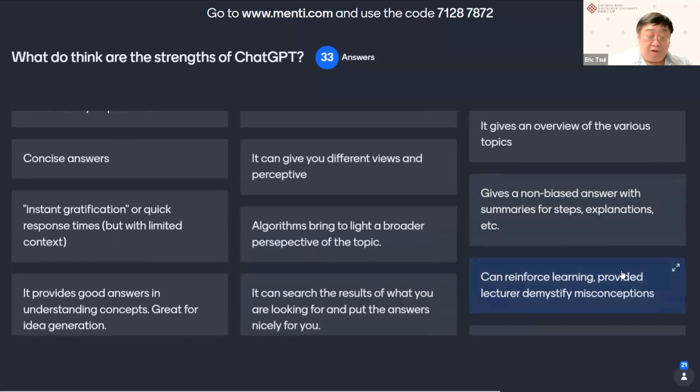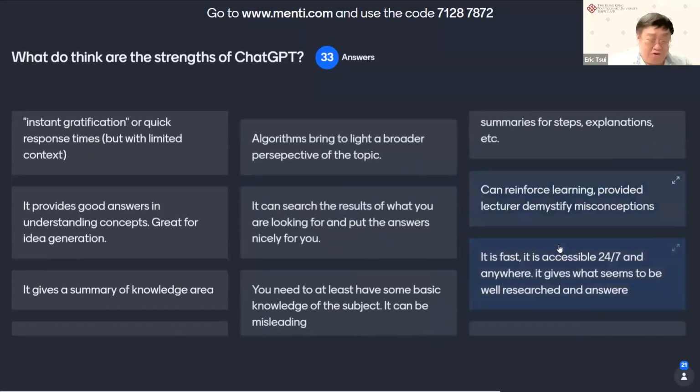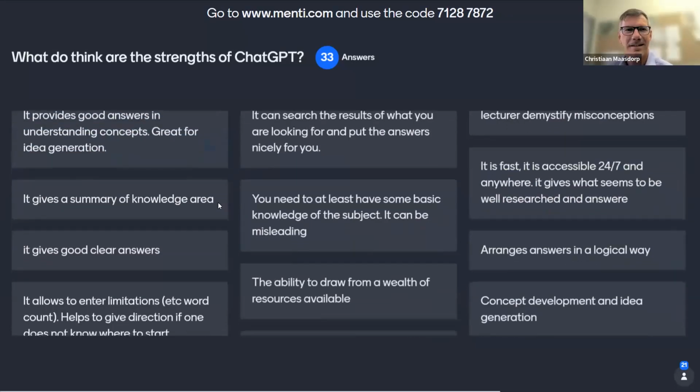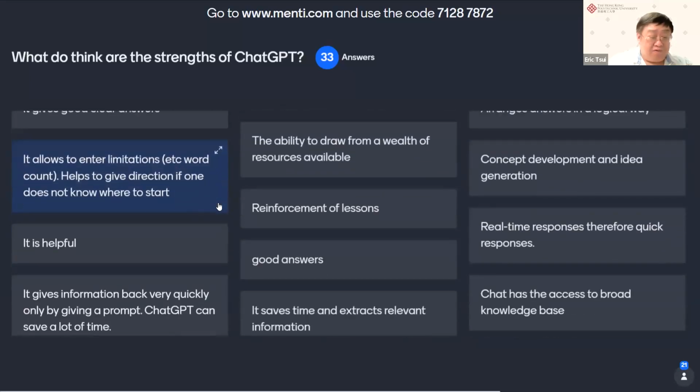Wow, we got a lot of input, eh? Understanding. Good generation. Yes. Well, it sounds like you're forced to incorporate ChatGPT into your lectures. It looks like I have to. Yeah, you've got evidence for the department. In fact, it's accessible 24/7. Okay. Wow. Allows to enter limitations. Helpful. I'll send you all this valuable output, Christine.